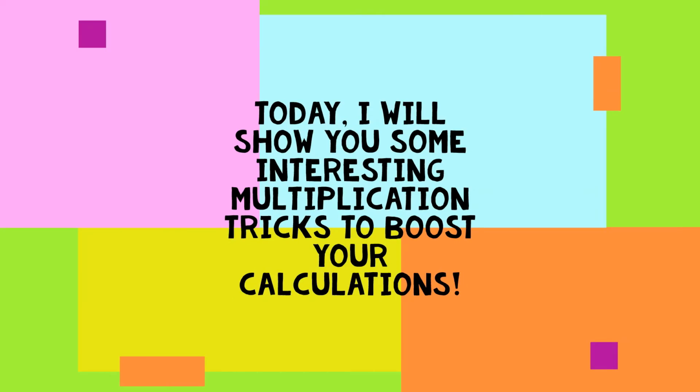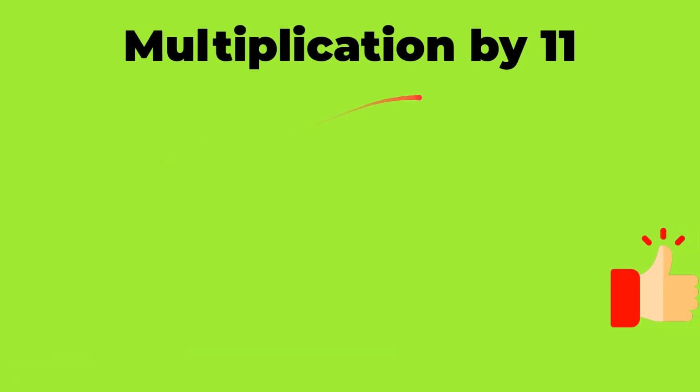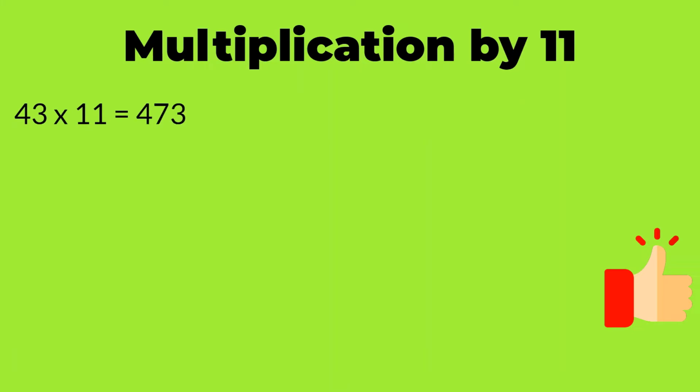Today, I will show you some interesting multiplication tricks to boost your calculations. You can multiply any number by 11 using this trick. So, what's 43 into 11? That's 473, and you can do it quicker than me if you are well aware of this trick.